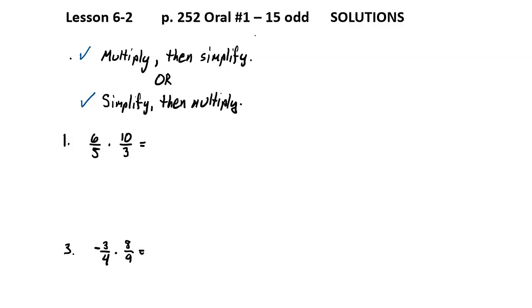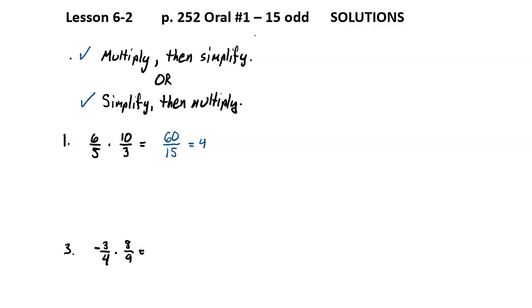Now, question number 1 is 6/5 times 10/3. This is about multiplying fractions. If I use the first method, I multiply the numerators together first. 6 times 10 is 60. And multiply the denominators together. 5 times 3 is 15. And then simplify. 60 divided by 15 happens to be the whole number 4.